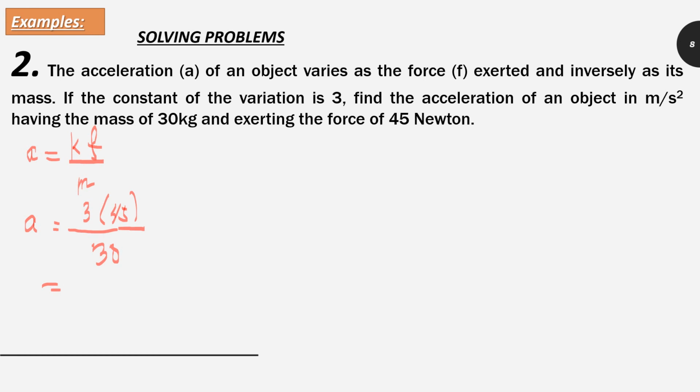So pwede pong mag-multiply. So 3 times 45, that is equal to 135 divided by 30. Therefore, the acceleration is equal to 4.5 meter per square seconds. So yan na po ang example natin with regards to combined variation.